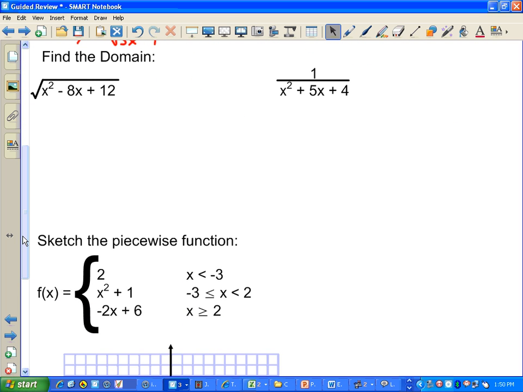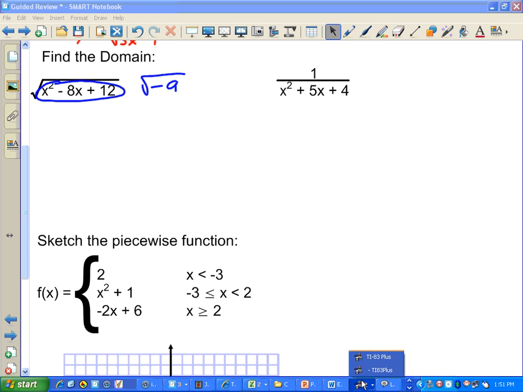All right, finding domain. If you're finding the domain of a radical function, which is a square root function, I can't square root a negative number. I need to find out when this thing is giving me negative numbers. When is that negative?